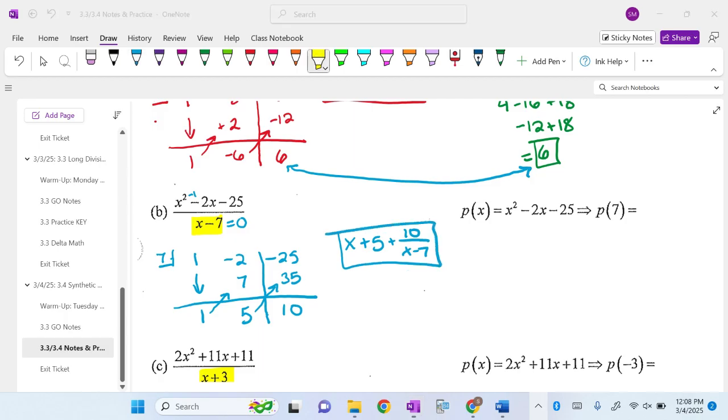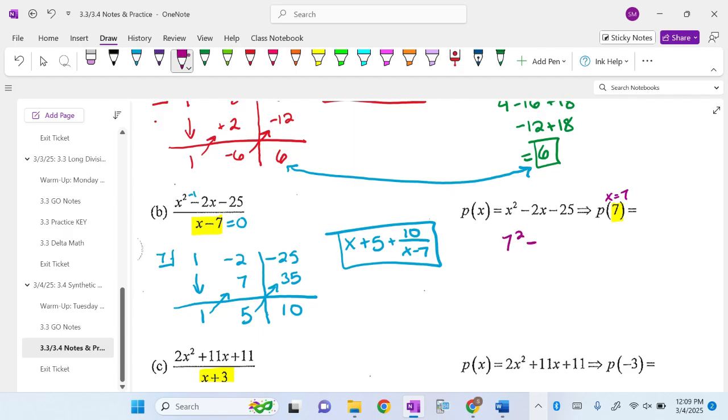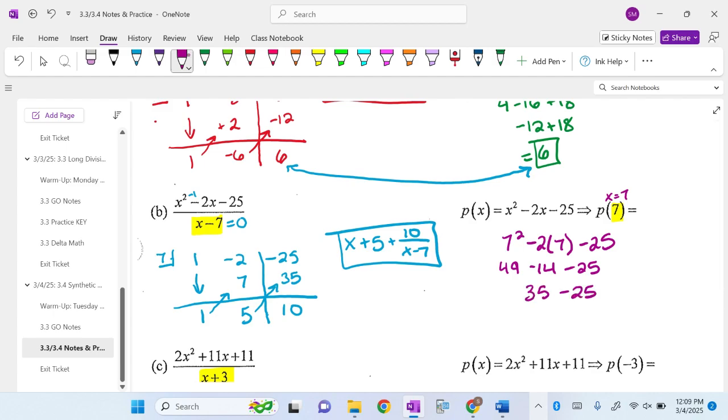Now we're going to evaluate our same dividend when x is equal to 7. So I have 7 squared minus 2 times 7 minus 25. So this would be 49 minus 14 minus 25. So 35 minus 25, which is what? 10. So did Haley's assumption hold up true? Is 10 the same thing as our remainder? Yes. So, maybe it's a fluke. It can happen twice. Let's see if it happens 3 times.